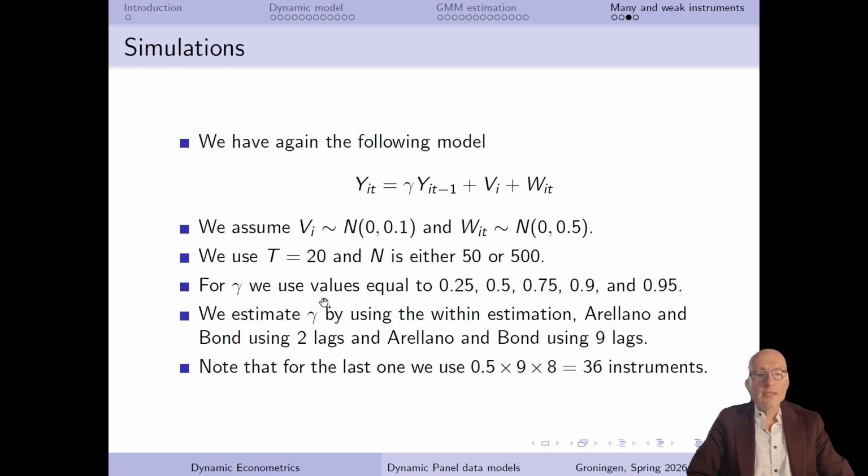Then we're going to estimate gamma, first of all by using within estimation or fixed effects estimation. I'm also going to use Arellano-Bond, and I'm going to do that in two ways. First of all, I'm going to use only two lags, so only y_{i,t-2} and y_{i,t-3}, and I'm going to use Arellano-Bond using 9 lags. And even though that doesn't look like a lot of different lags, you should take into account that in that particular situation we're going to use 36 different instruments.